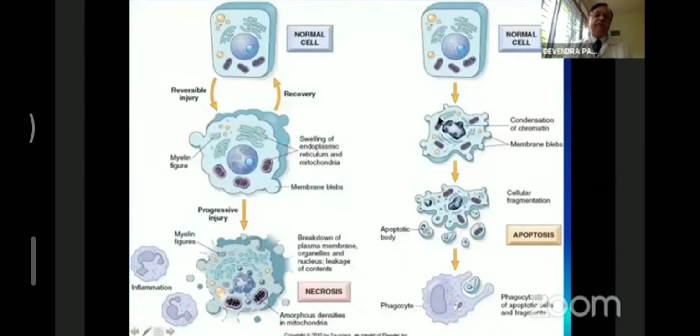The same picture is out here. Here what we see is apoptotic bodies are eaten away by the macrophages, while here the cell has ruptured and there are neutrophils present. The inflammatory reaction is there because of the rupture of the cell.